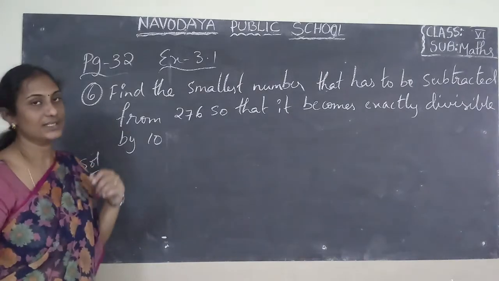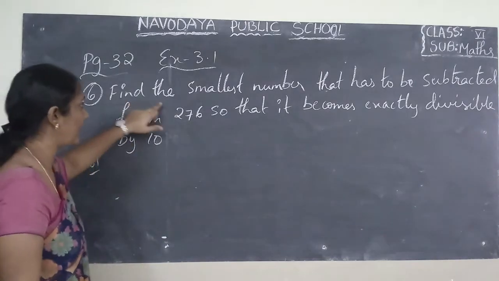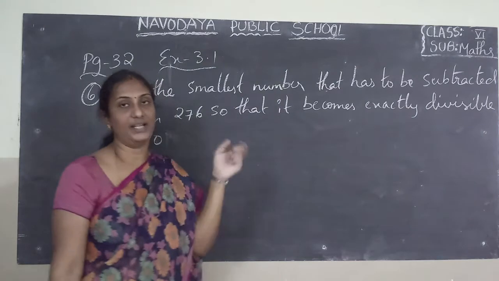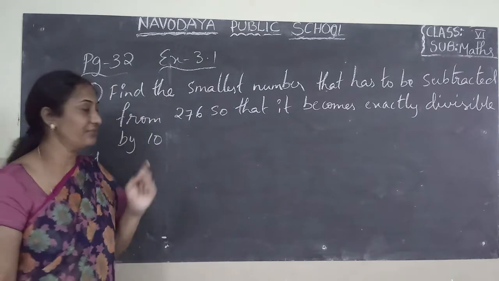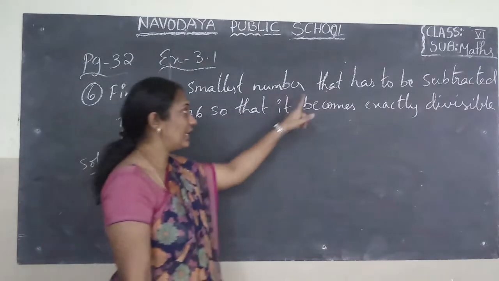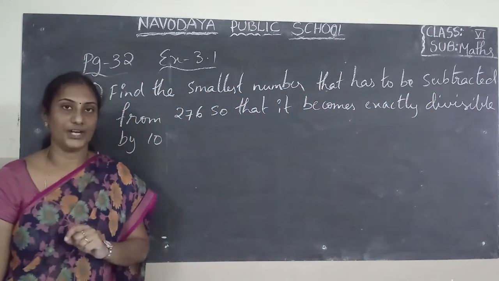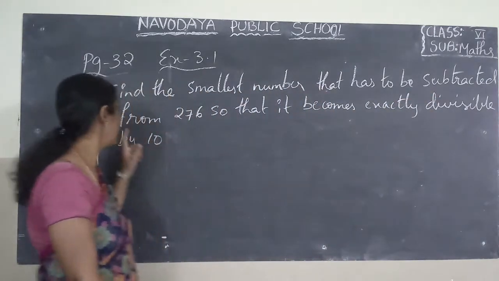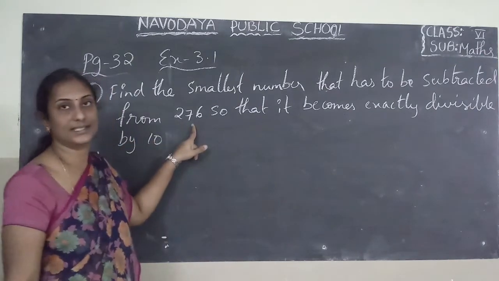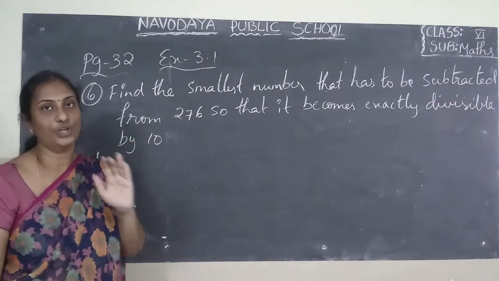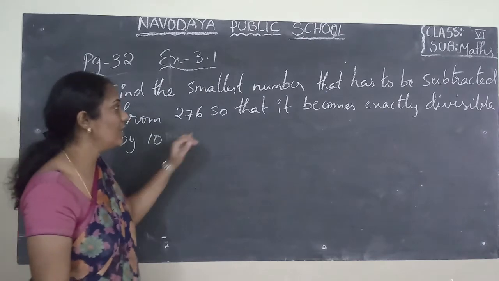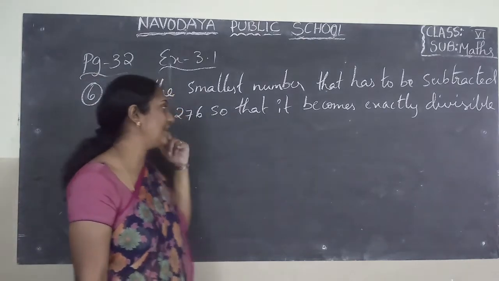Okay. Now see the question they have given. Find the smallest number that has to be subtracted. Subtracted means what do we have to do? We have to do a minus, from 276. From 276 we have to subtract the number, so that it becomes exactly divisible by 10.